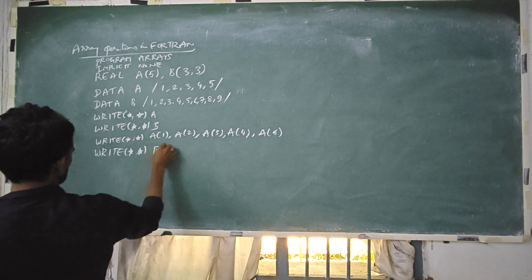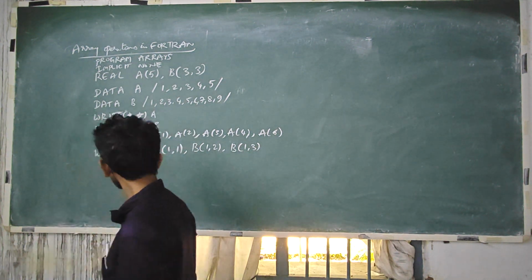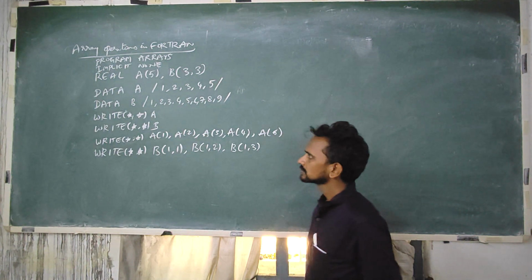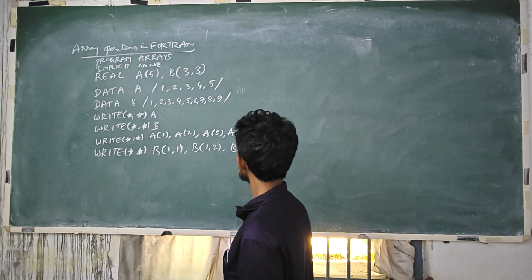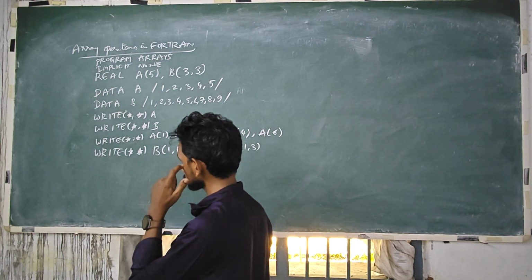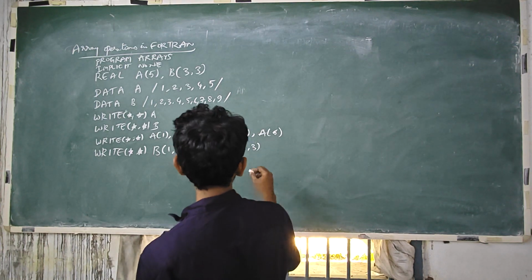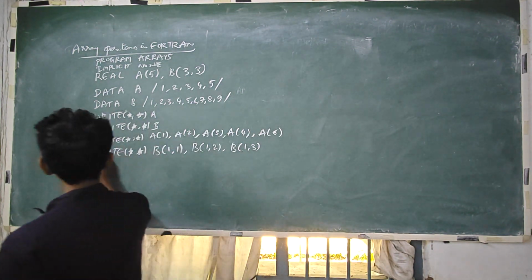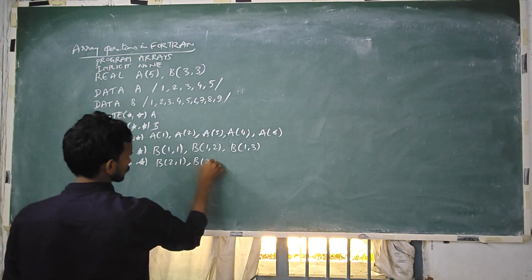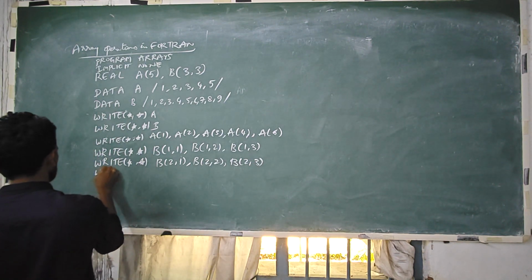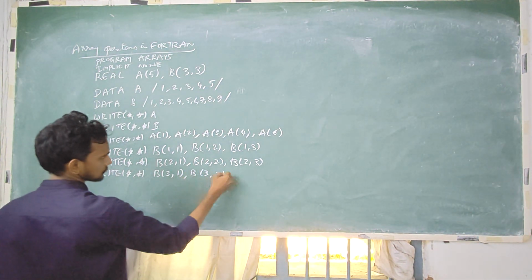In the same way, I'll write B11, B12, B13, and the other elements: B21, B22, B23, B31, B32, B33.